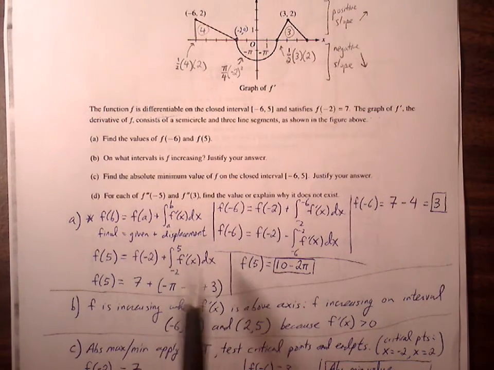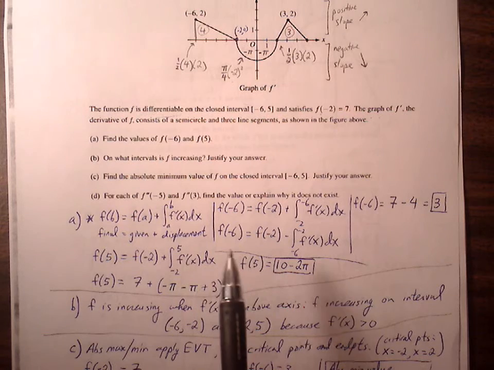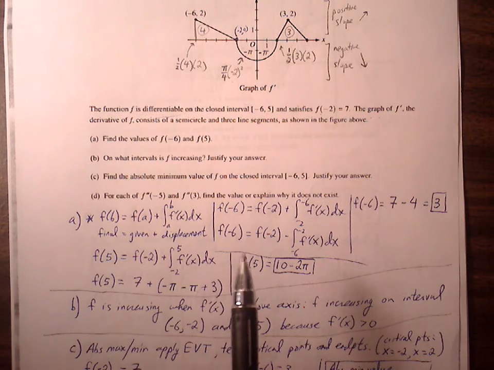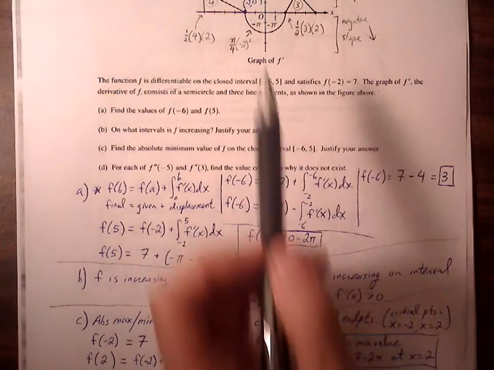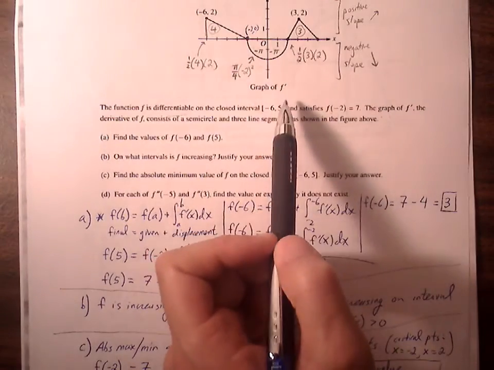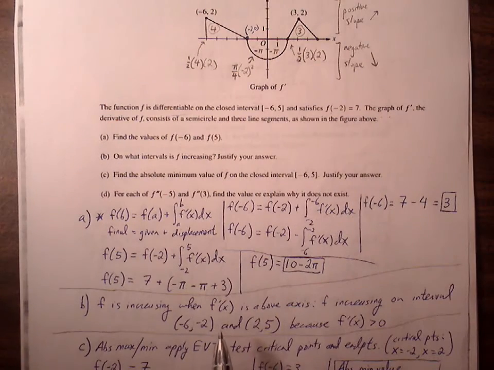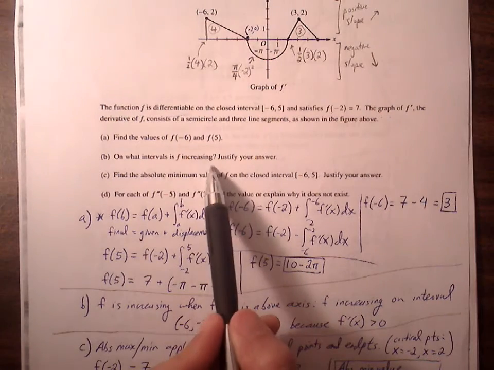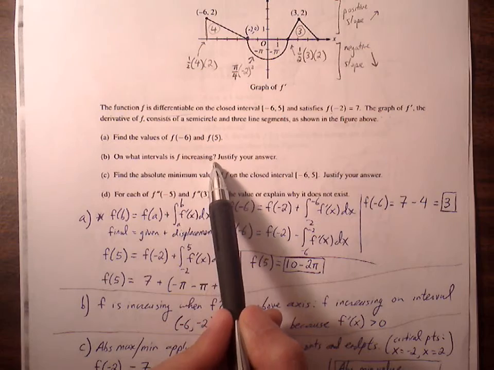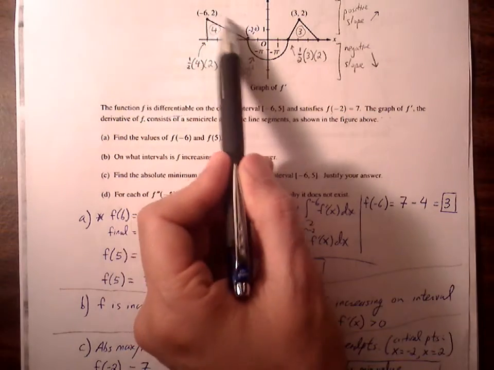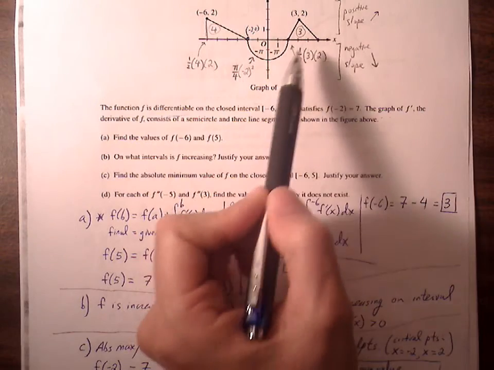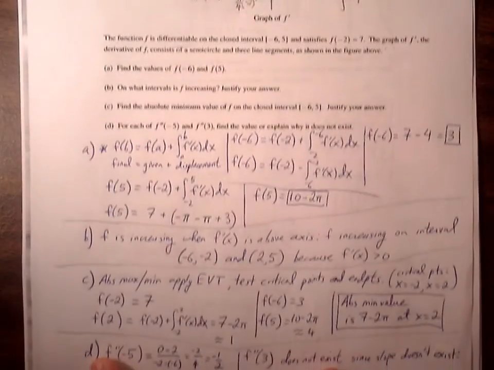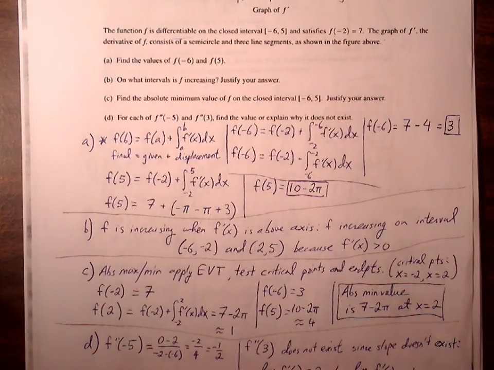Okay, for part B, on what interval is our function f increasing? Our function f is increasing whenever f prime is above the x-axis. So above the x-axis from -6 to -2, and then above the x-axis from 2 to 5, because f prime is greater than 0.